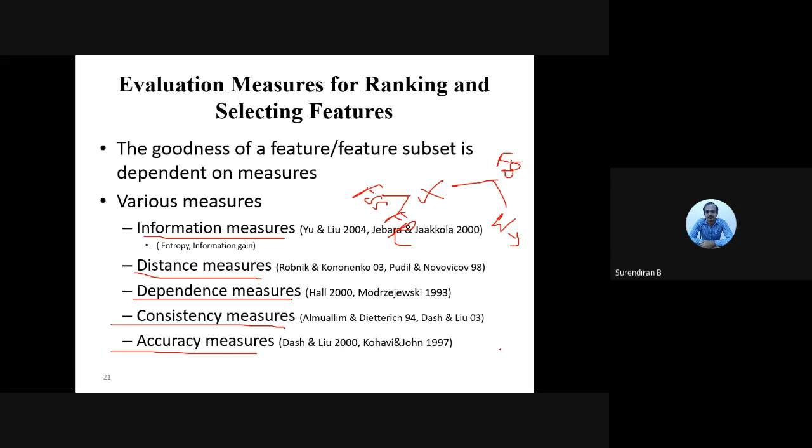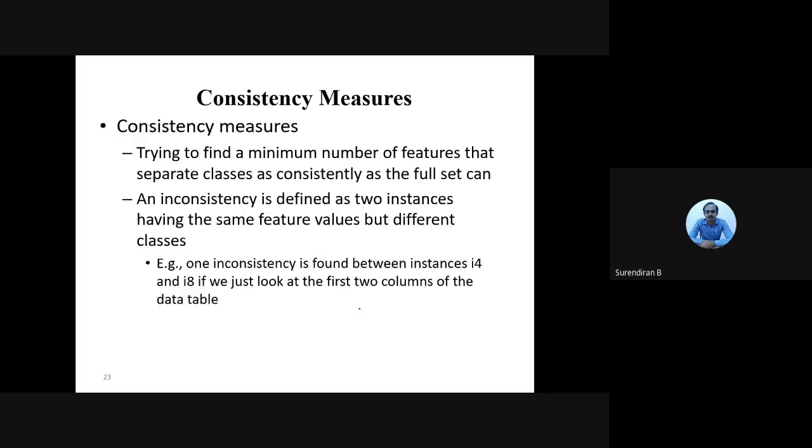The accuracy measures are mostly used by wrapper based methods. We have distance measures like Euclidean distance, and other distance measures, used for finding the best subset. Information measures are like entropy and information gain in a decision tree. Those come under information measures. These are also used to identify the best subset of features. And we have consistency and dependency measures. I'll talk about that.